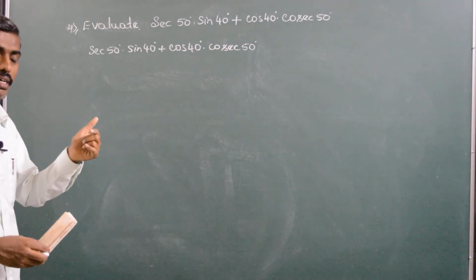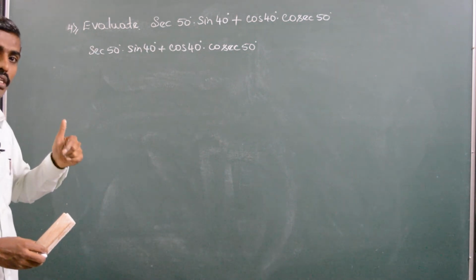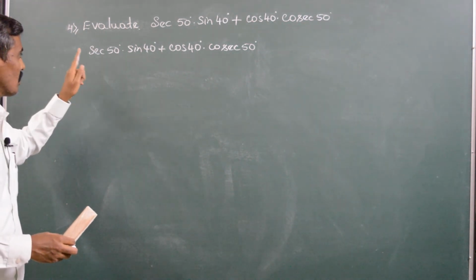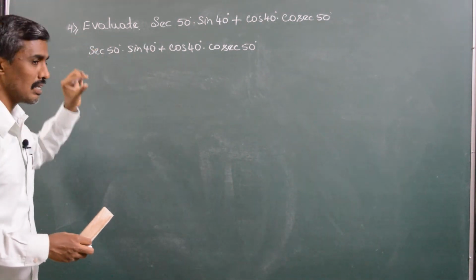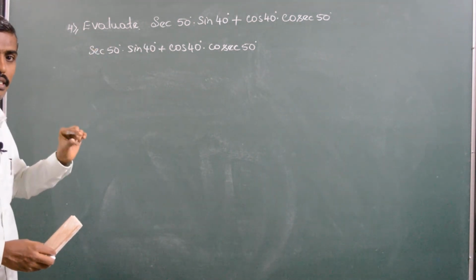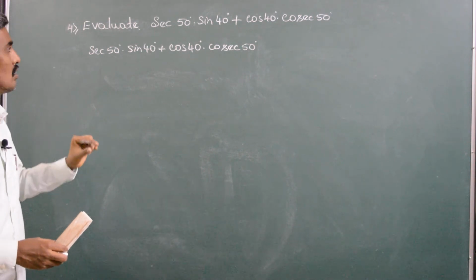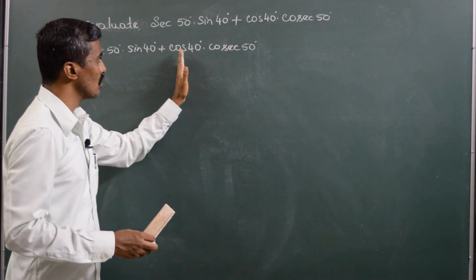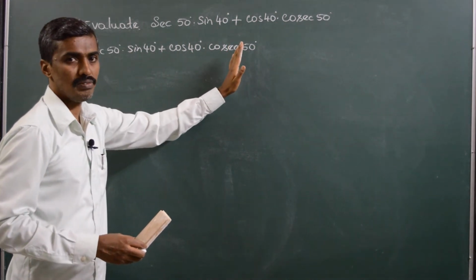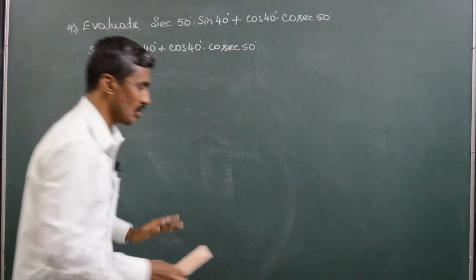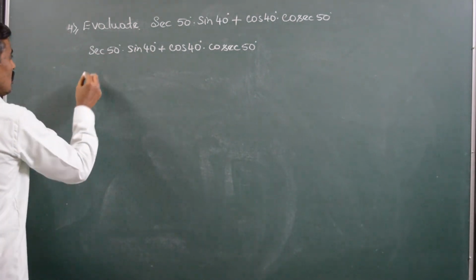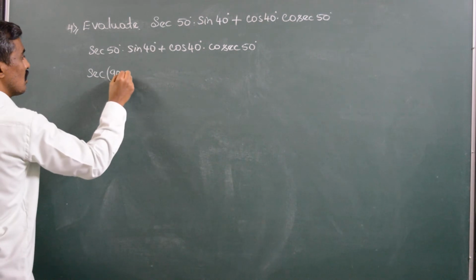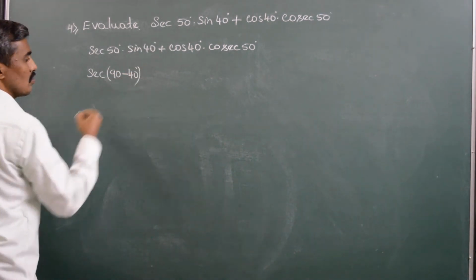So how to write 50? How to write 50 by using 90? 90 minus 40 degree, correct? So in the first step, express secant 50 degree as secant of 90 minus 40 degree. Similarly, in the second group, either convert cos 40 or cosecant 50 by using 90 degree. Okay, let me start now. In the first step, secant 50 can be written as 90 minus 40 degree.